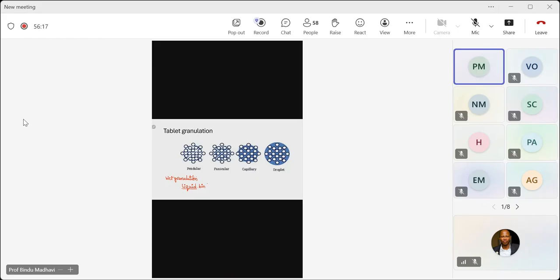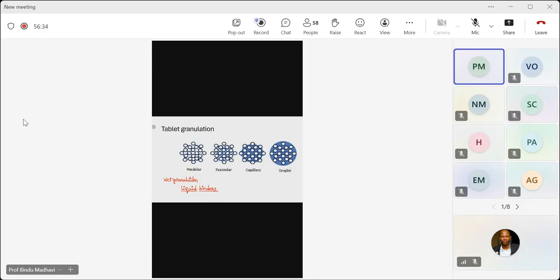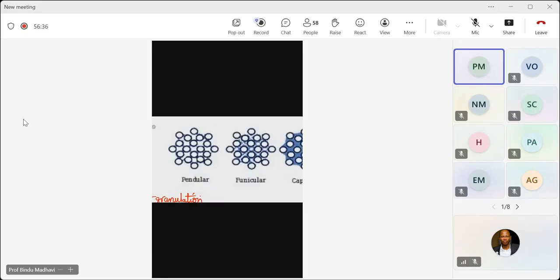Whatever diagrams you have seen in the picture are all the different stages. Are you able to see those diagrams? The first stage is called the pendular stage. The moment we start adding liquid binder, you can see small bridge-like structures.